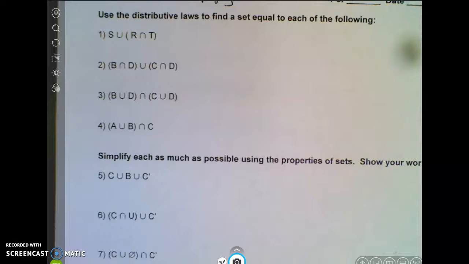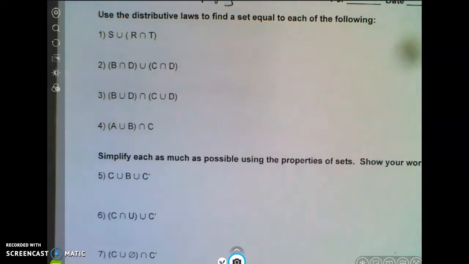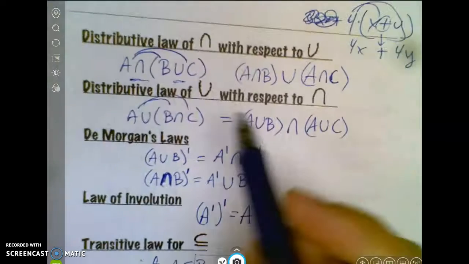All right, so here's some help on these problems with using these distributive laws. So we recorded all these cool laws from yesterday. Let's see them in action. First one is all on distributive laws. So we're using this law here.